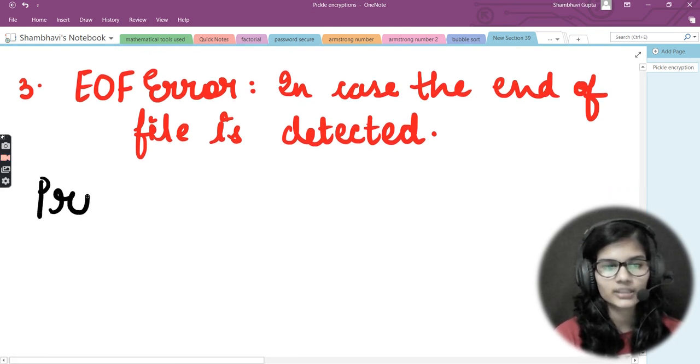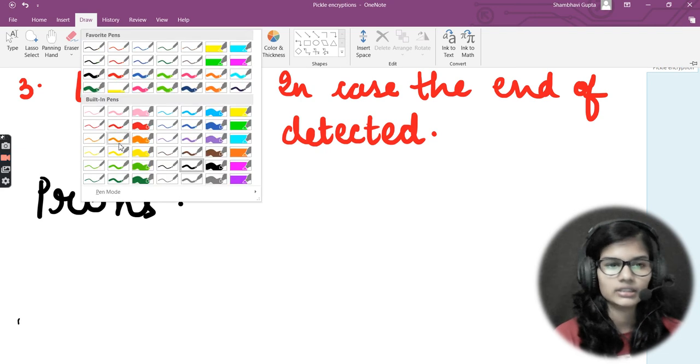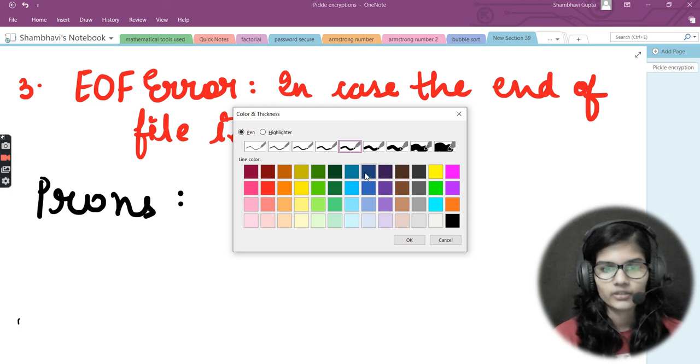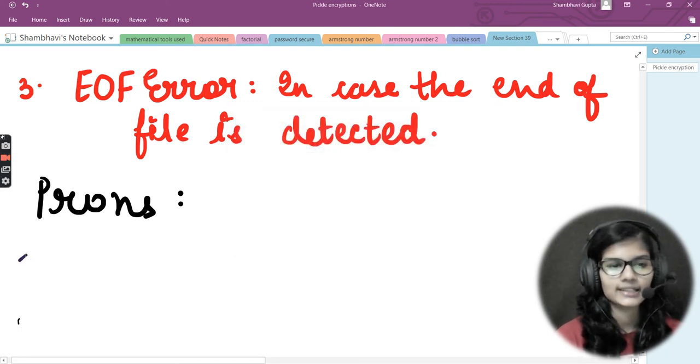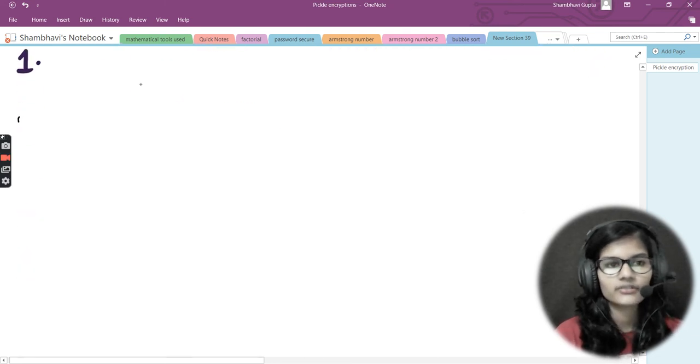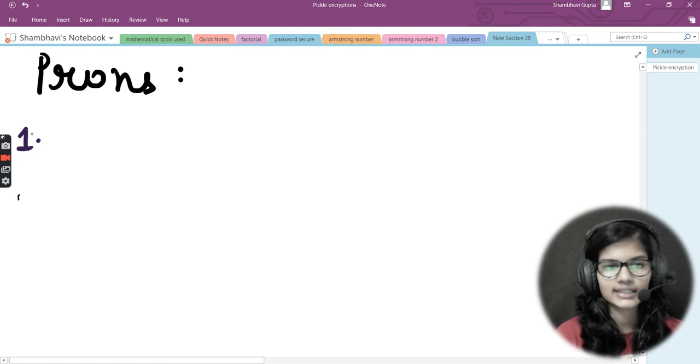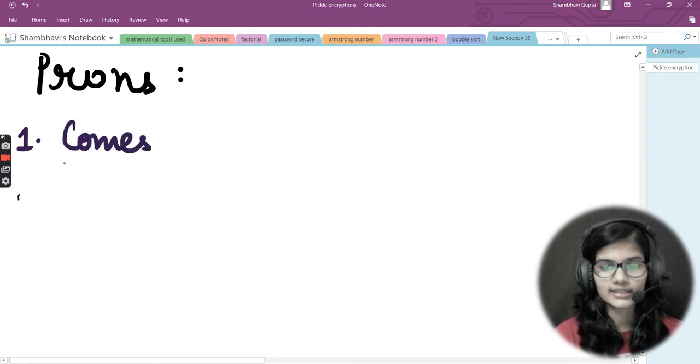Right, now let's move towards the pros. Okay, this is the topic which we are going to discuss today. Let me just take out the color so that we can start writing it out. Let the first thing we'll be discussing right now be the pros. Pros actually means the advantages. Another name for advantages is pros, and cons means the disadvantages.